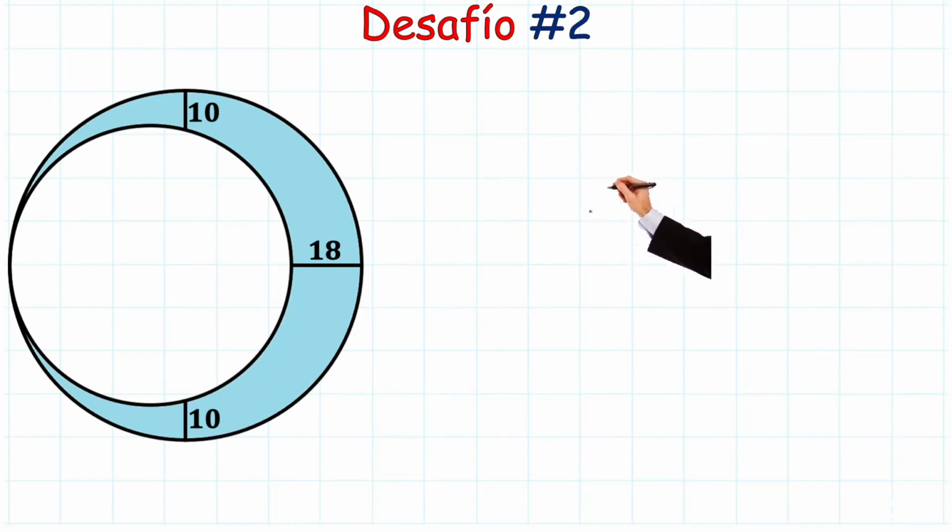Ladies and gentlemen, look at what an interesting exercise we have here. We need to find the shaded area of this figure. So, what we need to do here is find the area of the big circle and subtract the area of the small circle. Let's do it.